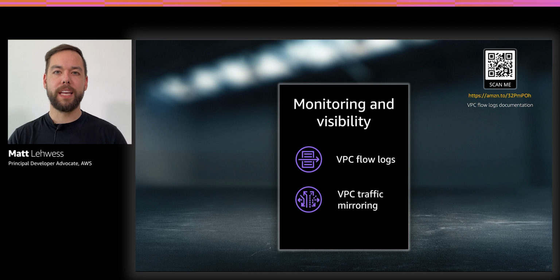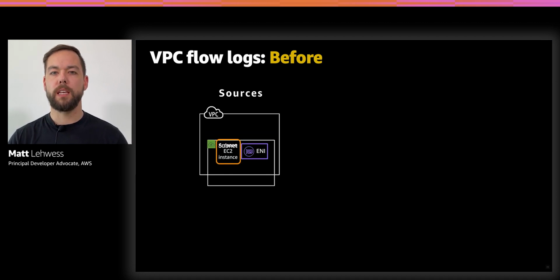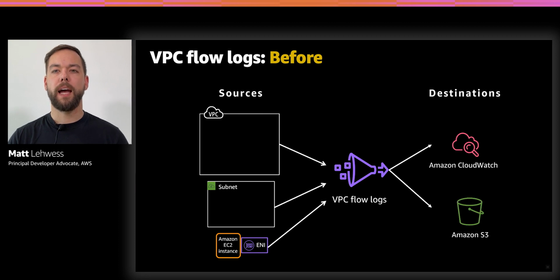All right, let's move along here to monitoring and visibility. The two things I think about when I think about AWS and monitoring and visibility are VPC flow logs and VPC traffic mirroring. If we start with flow logs, we have three different sources here: the interface, the subnet, or the VPC. We send metadata of traffic to VPC flow logs, and they can be sent to either Amazon CloudWatch or Amazon S3.